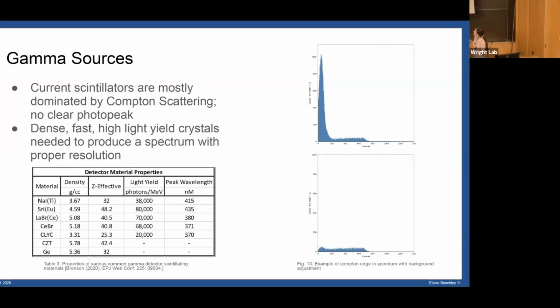Here, for example, are some crystals that are commonly used for gamma scintillation. They have high density and high effective atomic number, also higher light yield. So in order to produce a gamma spectrum, we have to have one of these crystals.